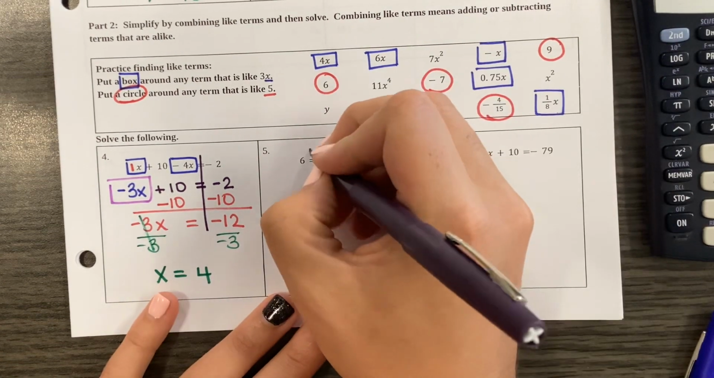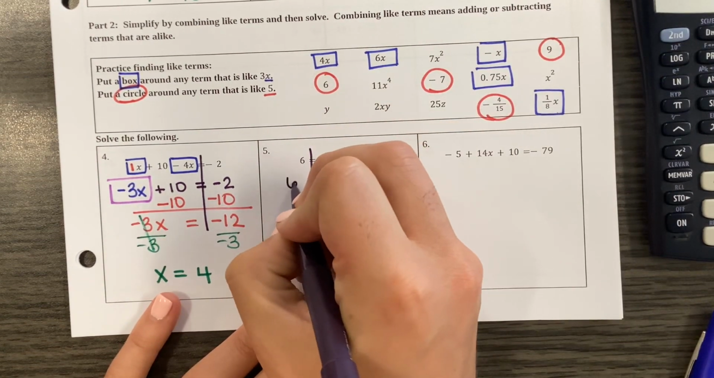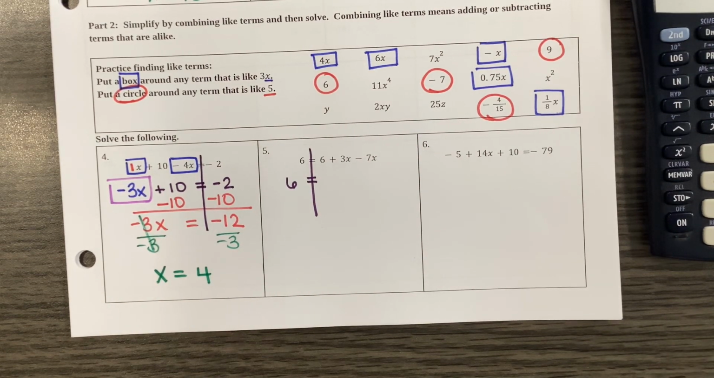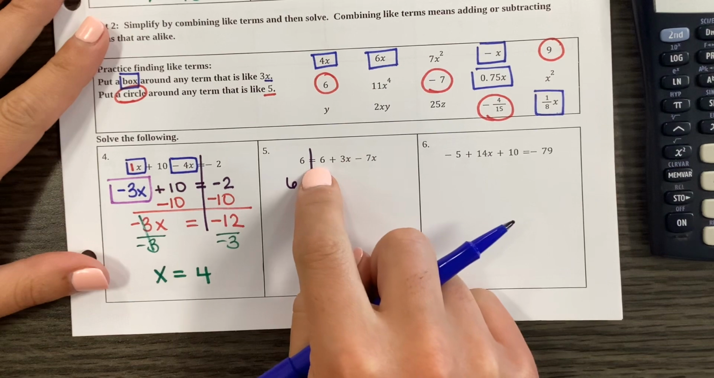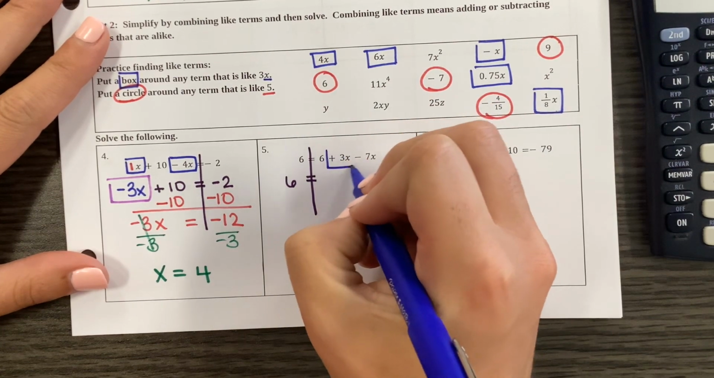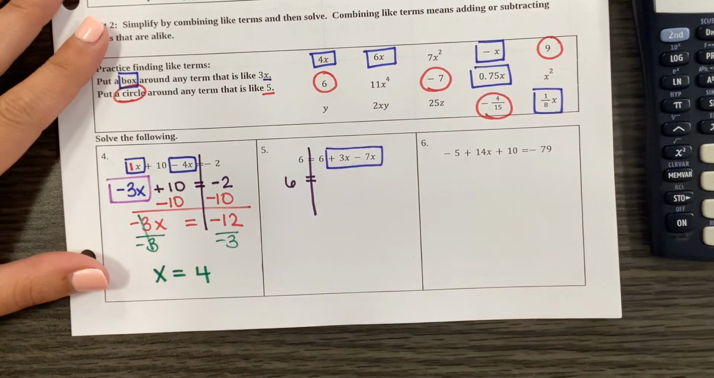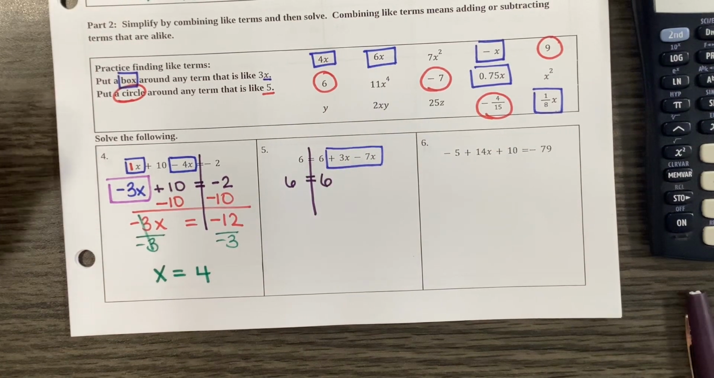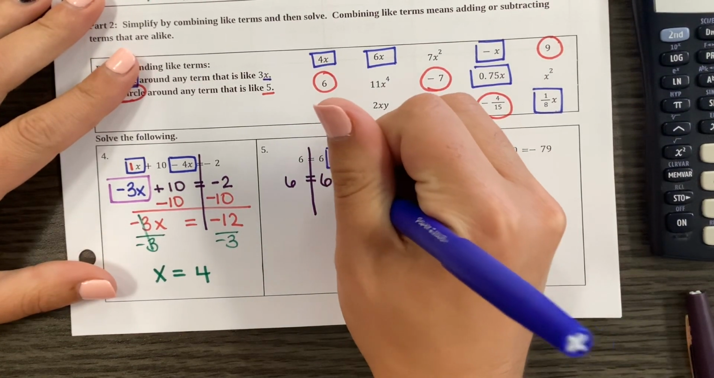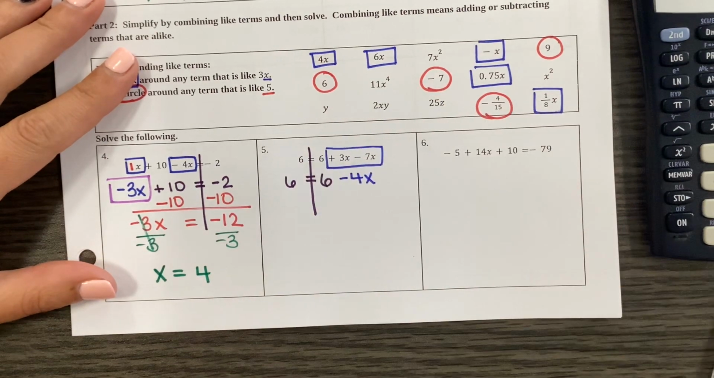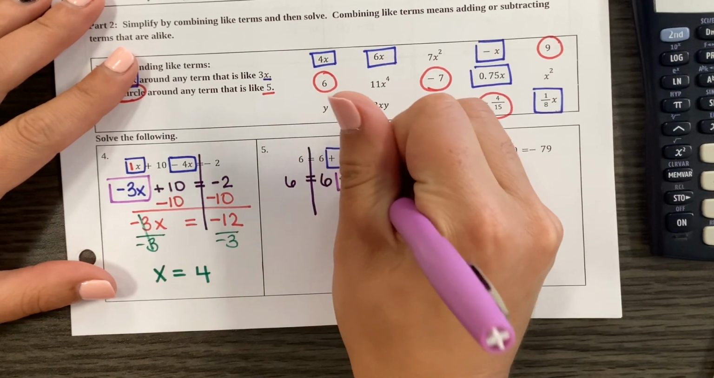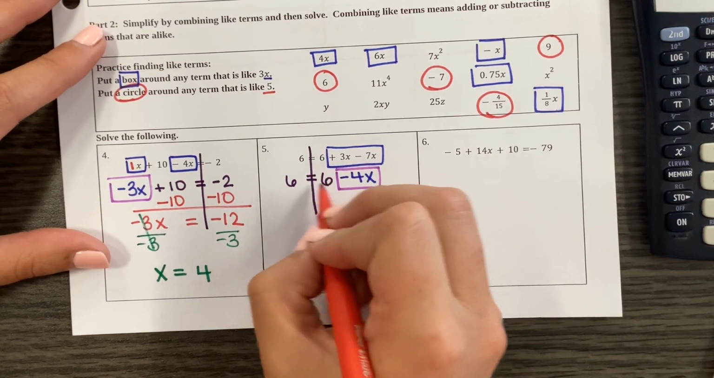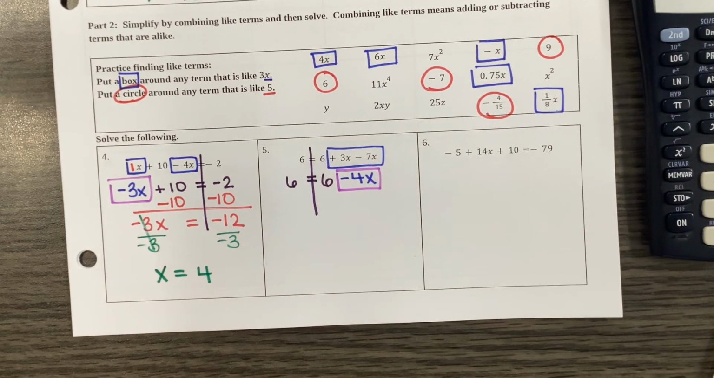Again, this one looks funny because the 6 is by itself on the left, and that's fine. Again, I'm going to go through and look for my like term. My like terms are directly next to each other. So before I do anything else, that 6 that's right behind the equal sign, I'm going to drop down. 3 minus 7 is a negative 4x. I now have to get this x by itself. This one's tricky. This is a positive x. Even though we don't see a plus sign, it is positive.